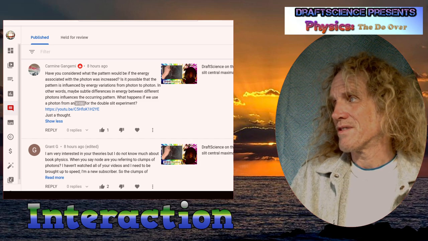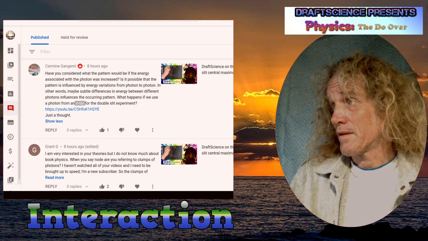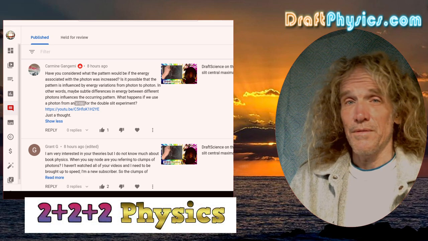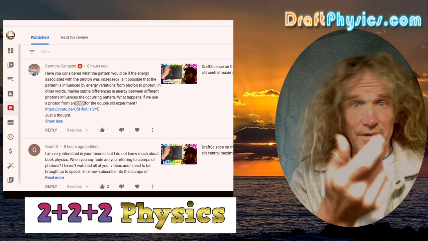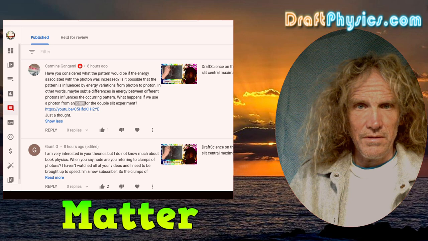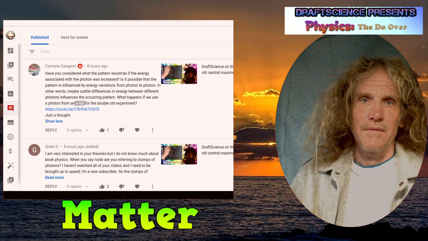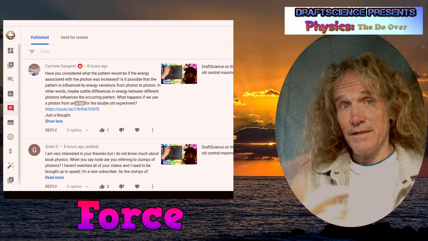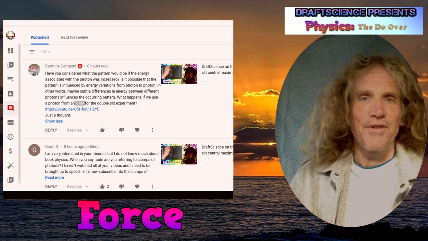Associated with the photon was increased. So he's just saying increasing the frequency. Is it possible that the pattern is influenced by energy variations from photon to photon? Well, obviously the pattern is influenced in the sense that the higher the frequency of the light, the smaller the little nodes get and the more compressed they are. So you're automatically going to get more wavelengths in the distance between the two surfaces. Obviously, if I have a higher frequency, I can get more wavelengths in between that distance. That means more bars. That means smaller bars. That means it's going to be hard to see.